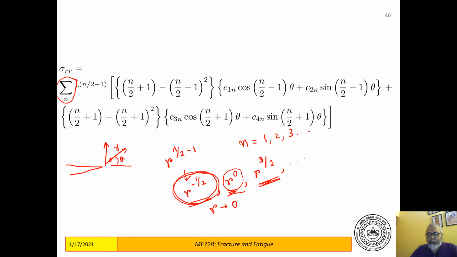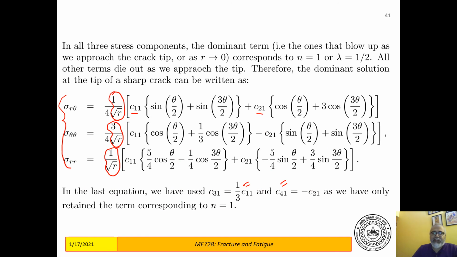So these are the stresses at the crack tip. I will stop here for the moment, and we will rearrange these equations a little bit and try to show how mode 1 and mode 2 are both hidden here in the next class.